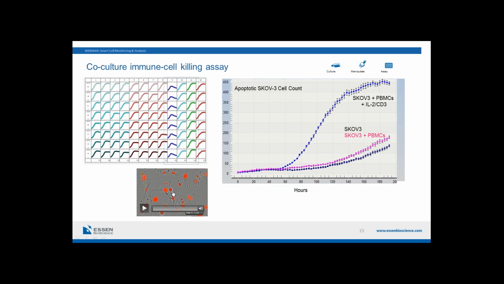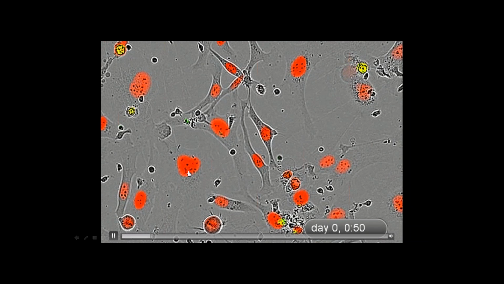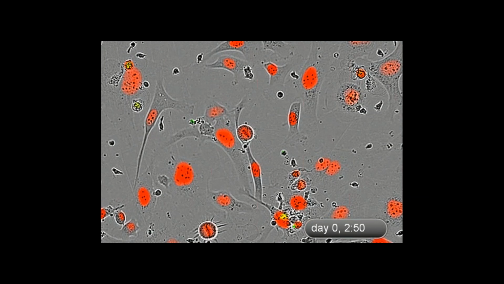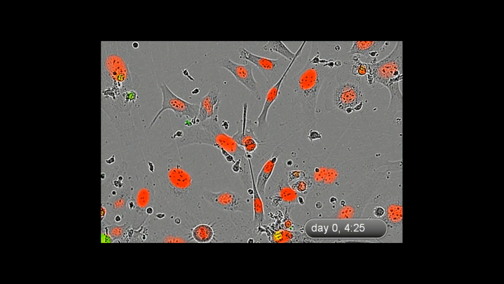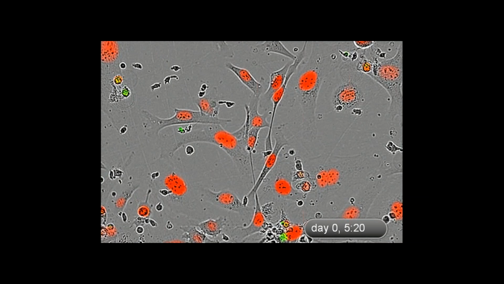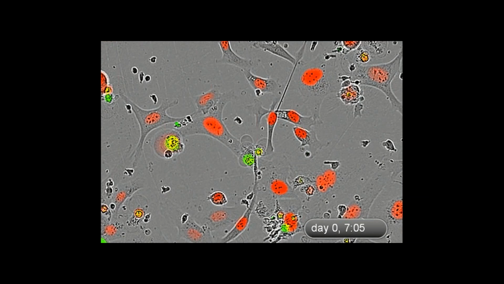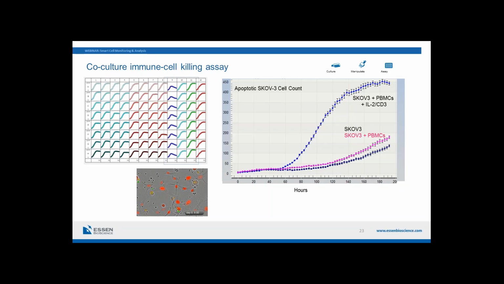This now shows a movie of the cells. The red cells are the tumor cells, and you see the very highly motile PBMCs, and in a moment you'll see one particularly large cell begin to degranulate, having been attacked by these cells. There it goes, and then it glows green as the caspase substrate is cleaved and the fluorophore binds to the DNA. So we have a very visual method of verifying what we're trying to measure.